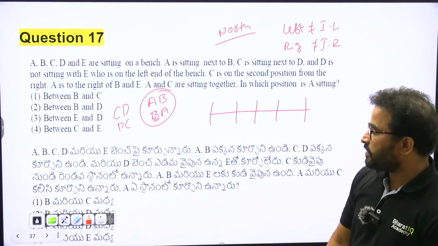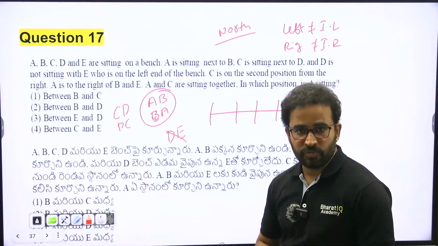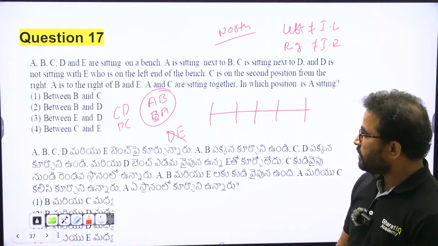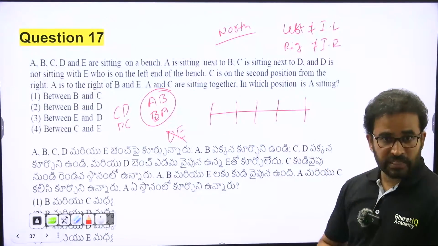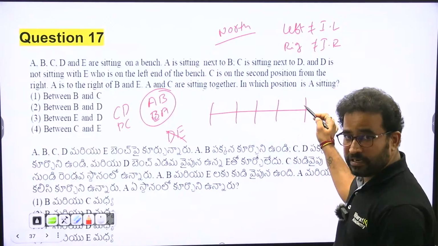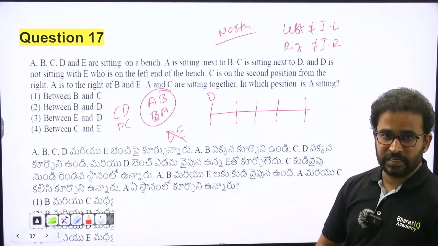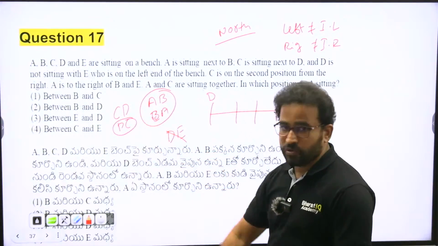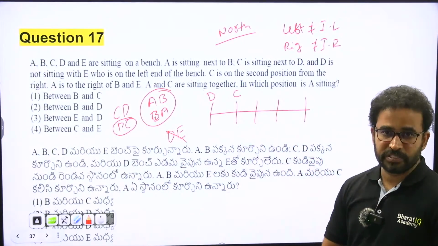D is not sitting with E. It means D and E should not sit with each other, so there is no possibility of DE or ED, whatever it may be. Next one, with E, who is on the left end of the bench. D is not sitting on the bench, and who is on the left end? This is the left end value, this is the right end value. D is on the left end of the bench, so D must be seated here. After this, just now we discussed that CD or DC are sitting together, so the next position must be C here.